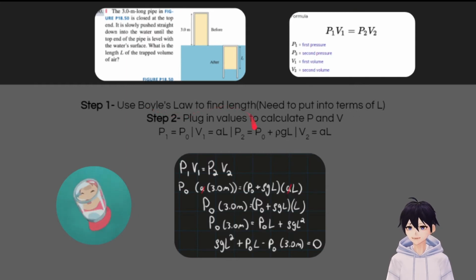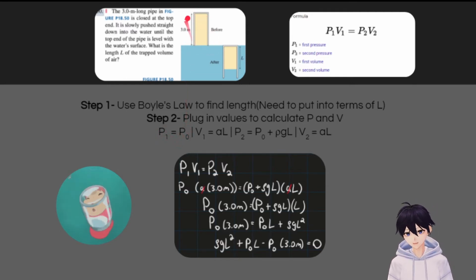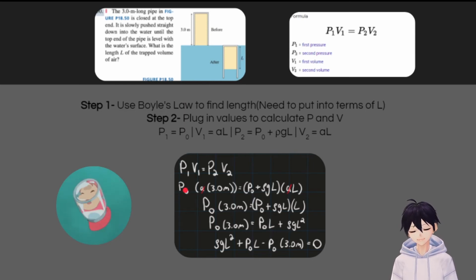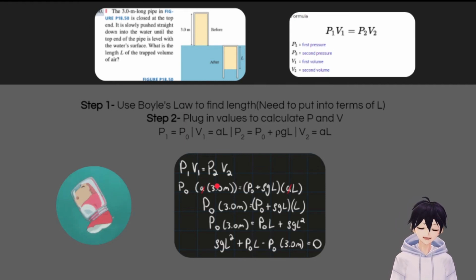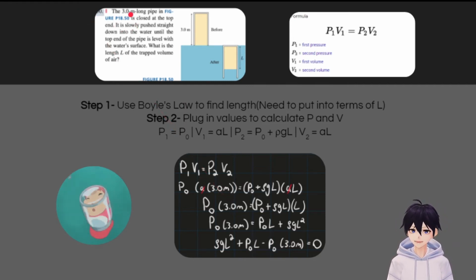Boyle's law. And to plug in each part, we know that the initial pressure is just atmospheric pressure because it's outside of the water. So that's why we have P0 right here, multiplied by our V, which is our cross-sectional area as A, multiplied by our length. And our initial length is 3 meters as stated right here.